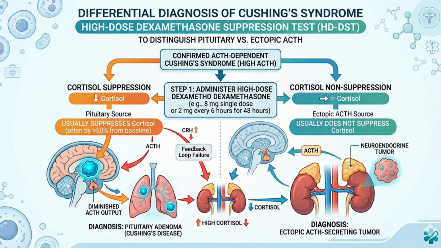However, ectopic ACTH-secreting tumors, often found in the lungs, are completely autonomous. They do not recognize the feedback loop. In these cases, cortisol levels will show little to no suppression despite the high dose of dexamethasone. To summarize, if cortisol drops, think pituitary. If cortisol remains high, look for an ectopic source.